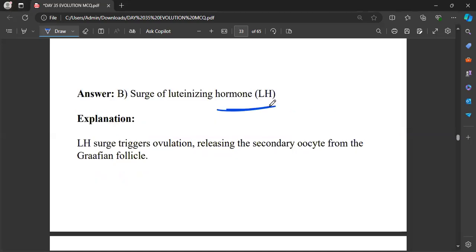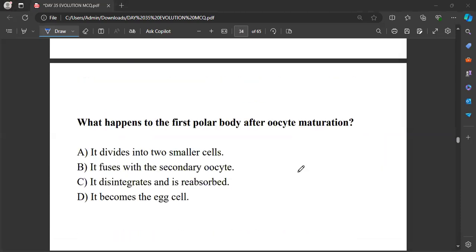That will be the luteinizing hormone. This is the one that triggers ovulation. Ovulation means what? Release of the secondary oocyte from the Graafian follicle. So this is the hormone which influences this particular process, right? Now, what happens to the first polar body after oocyte maturation?